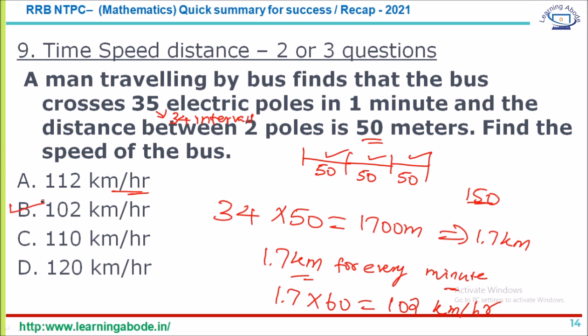So time, speed, distance. Most often you don't get races, boats and streams. All that is not even often asked. Very simple direct questions on time, speed, distance, which you can solve just based on the formula, speed equal to distance by time. You probably need to know the conversion between kilometer per hour to meter per second, which is multiplying by 5 by 18, and the reverse is multiplying by 18 by 5. That is the basic that is required here.